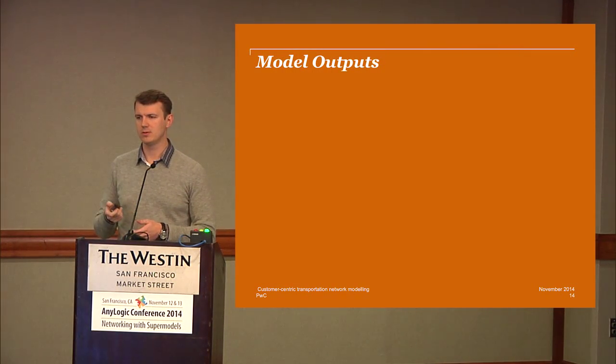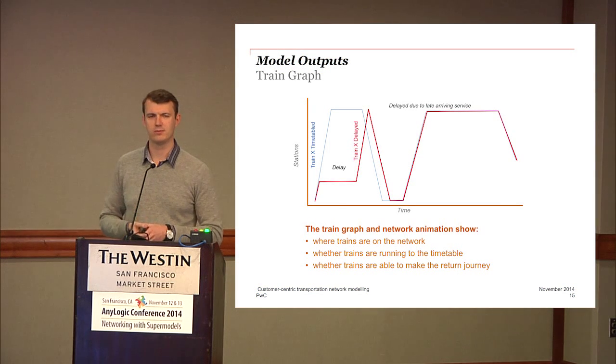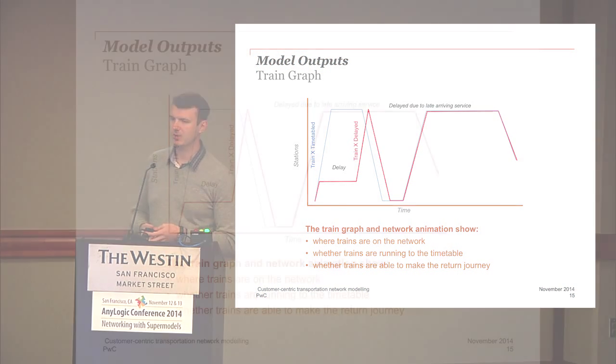So what are the outputs? Okay, let's look at the outputs. Well, that's the train graph. So here's an example of a train graph where something went wrong.